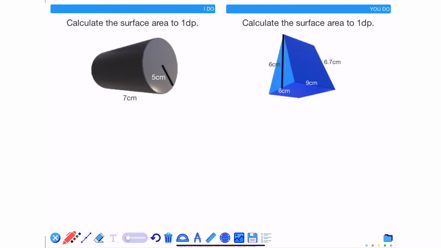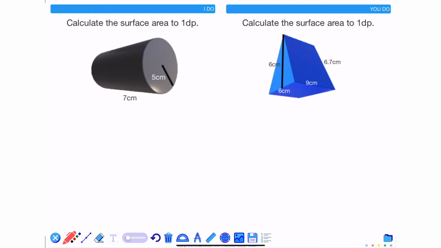In this video, we're going to take a look at how we can calculate the surface area of shapes that have the same cross-sectional area throughout the shape. Surface area is the area of all the faces that go together to make the shape. A good idea with any surface area question is always to sketch out the net.